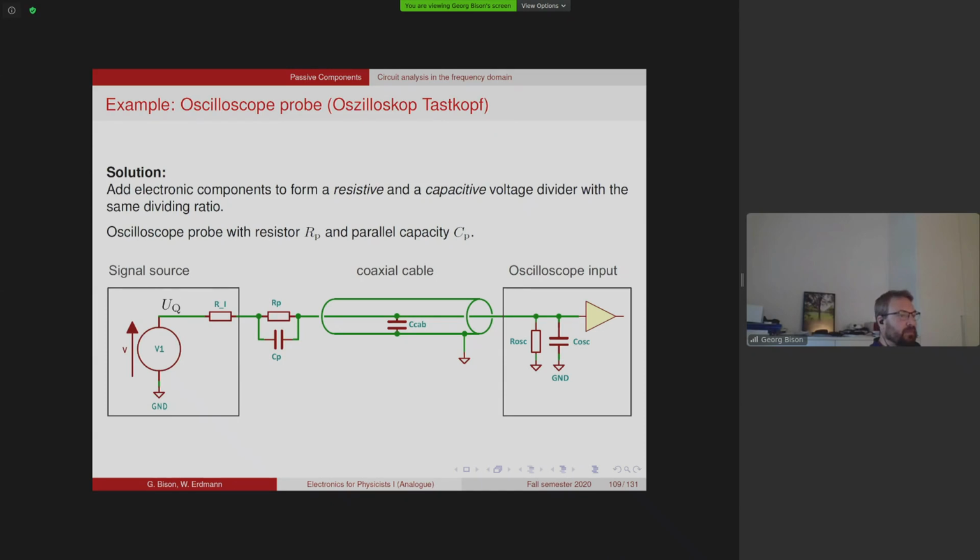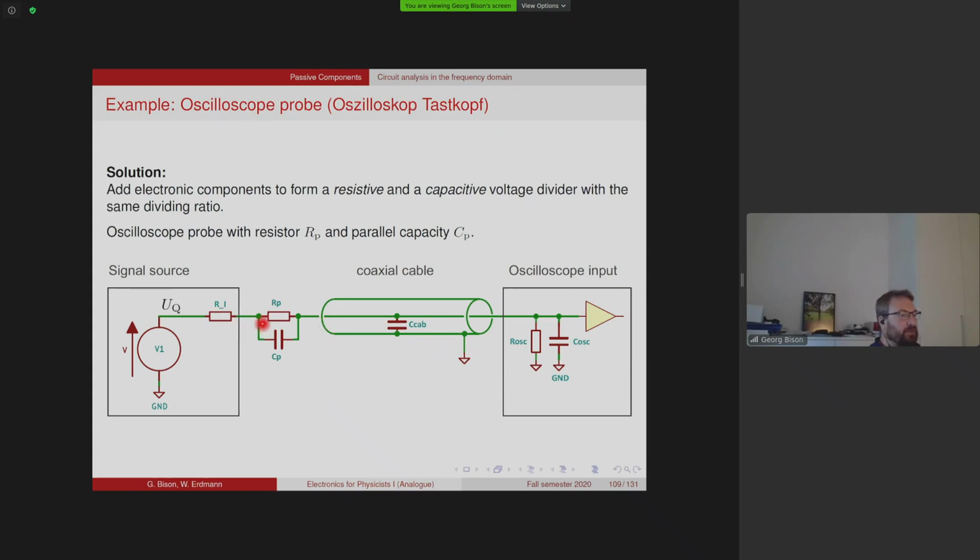Now there is a very nice solution to this by introducing two more components here at the beginning of the cable. So this is at the Tastkopf, or oscilloscope probe. This can be integrated into the part that is used to connect the oscilloscope cable to your circuit.